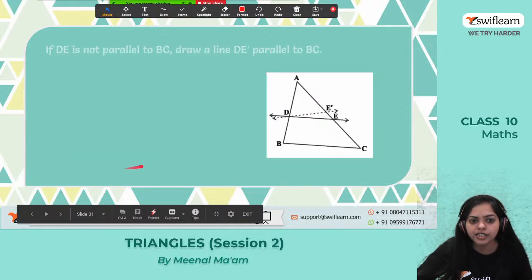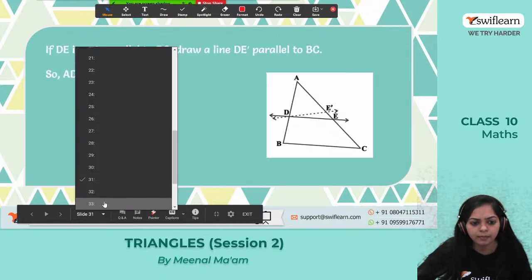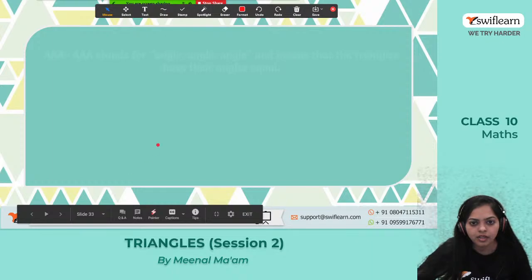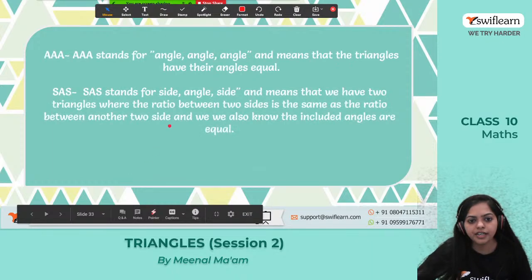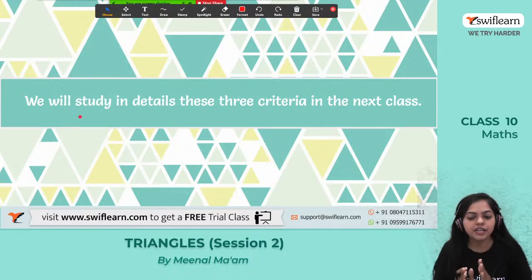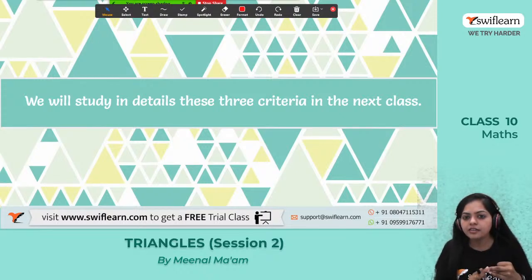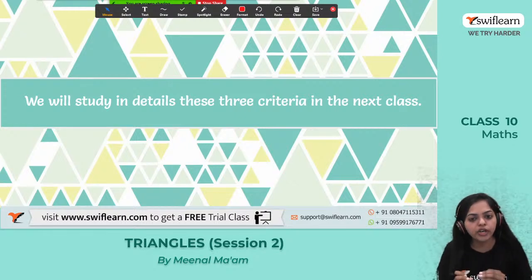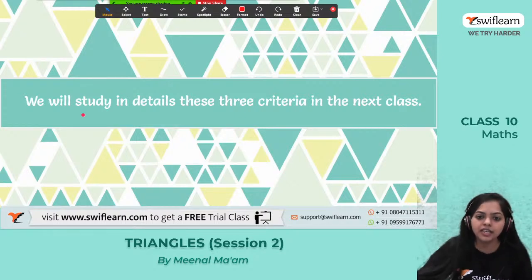If all these conditions are fulfilled, then we can say that the two triangles are similar. We will study these three conditions in detail in the next class, and those conditions are AAA, SAS, and side, side, side.